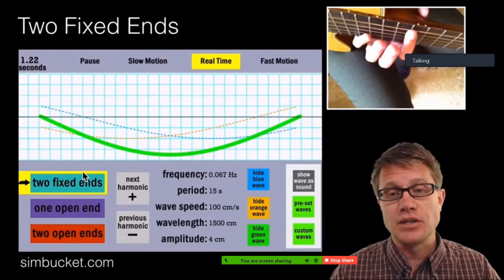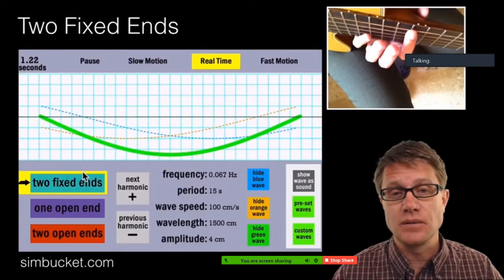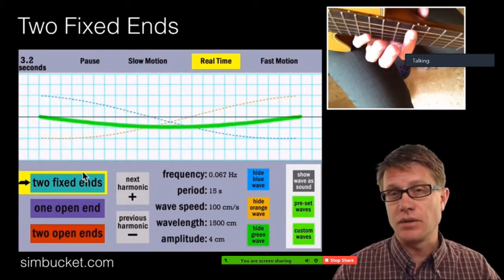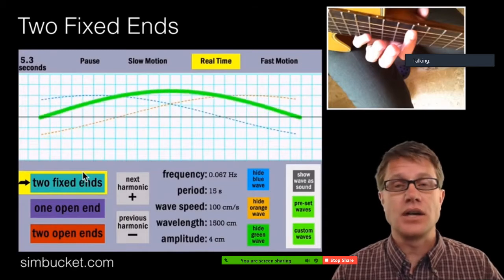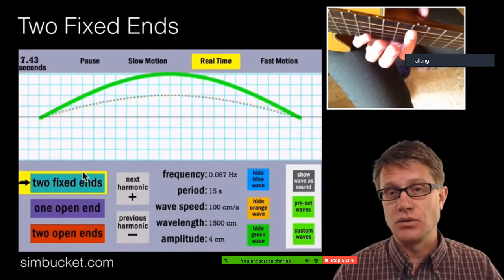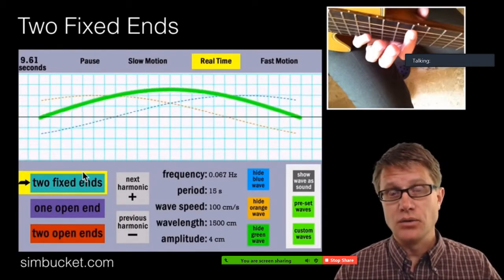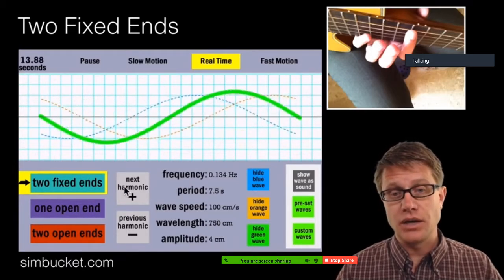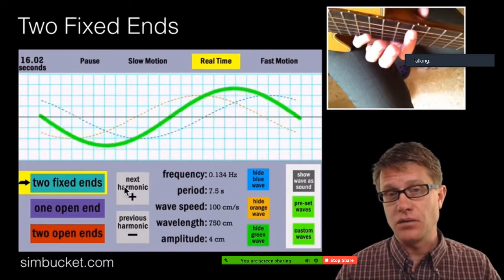And so let's go through experimentation. So this is a SimBucket simulation. What we're doing is looking at standing waves. The first one we're going to look at is when you have two fixed ends. So an example of this could be a guitar. And so what you do is you have a string, you hold it on one side, and then you pluck it, and you're going to have vibration. So what do you get? Waves going back and forth and back and forth.